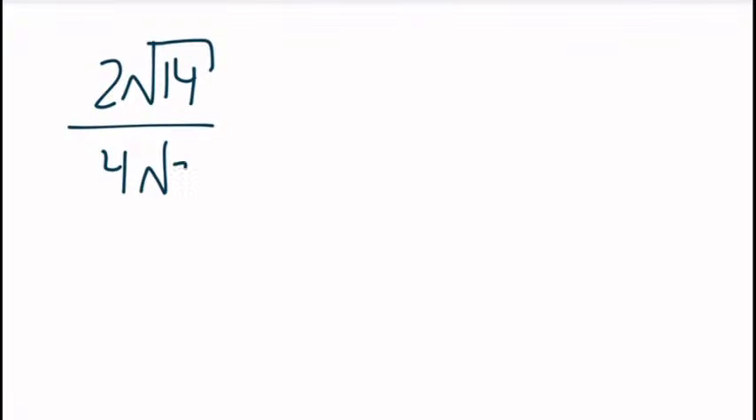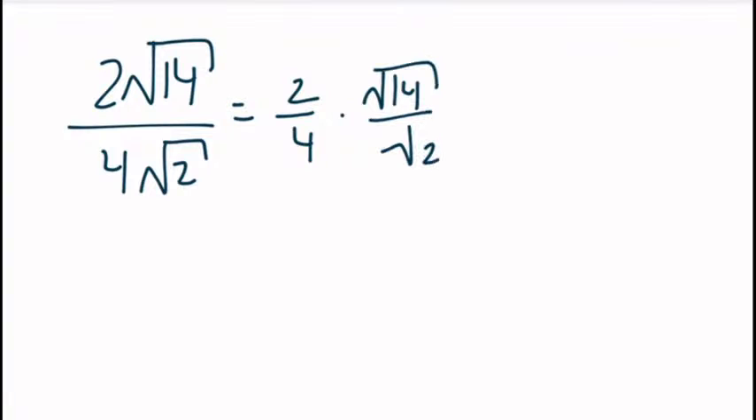Now we have 2 radical 14 over 4 radical 2. The first thing I'm going to do is simplify the coefficients, because you can think of this as 2/4 times radical 14 over radical 2. The coefficients and radicals can be separated. So if we simplify that, we get 1/2, or you don't even have to write the 1, which I mentioned before, so you just get radical 14 over 2 radical 2.